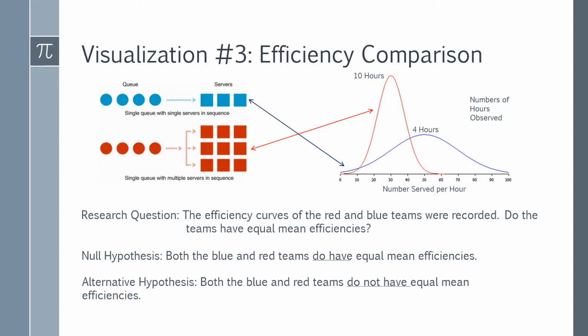Looking at the research question, the efficiency curves of the red and blue teams were recorded. Do the teams have equal mean efficiencies? The null hypothesis, both blue and red teams do have equal mean efficiencies. The alternative hypothesis, both the blue and red teams do not have equal mean efficiencies. Based on the diagrams, in the test of the null and alternative hypothesis, there is no comparison, and the null hypothesis can be rejected.